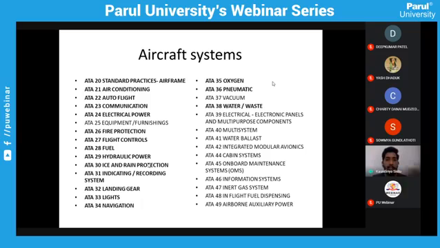Hydraulic power. I think you guys have brief knowledge of hydraulics, but it's one of the very in-depth topics in the aviation industry. With hydraulics and pneumatics, a small amount of power change is required to operate a large amount of force. That's why we use hydraulic power.